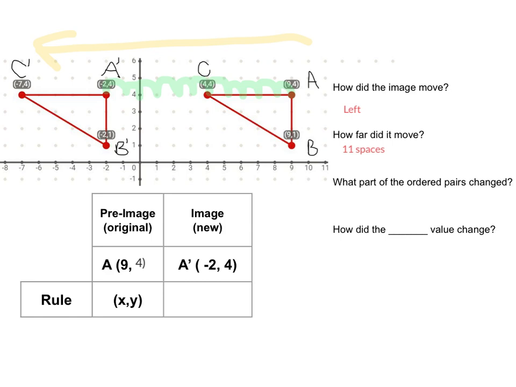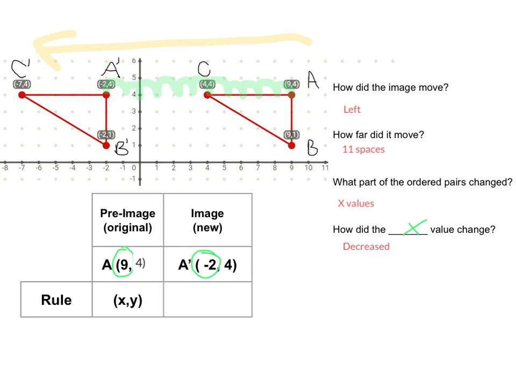Now, if I take a look at my ordered pairs, what changed? If I look, that left movement changed only my X values. Now that I know that my X values changed, how did they change? Did they increase or did they decrease? Well, I went from +9 to -2, so this time they decreased.